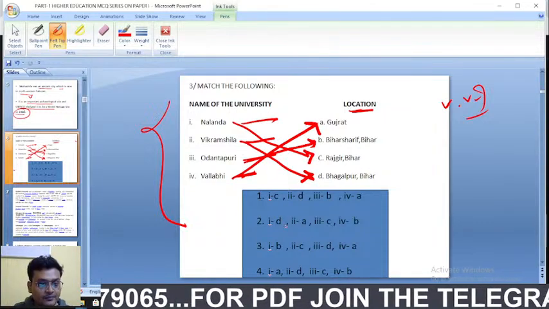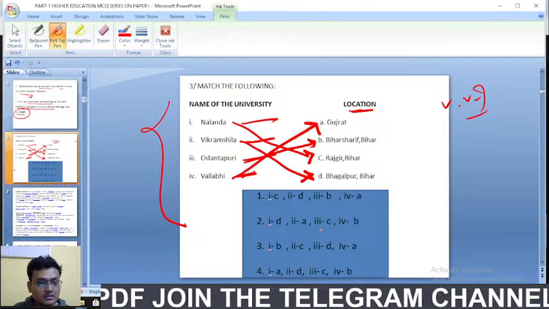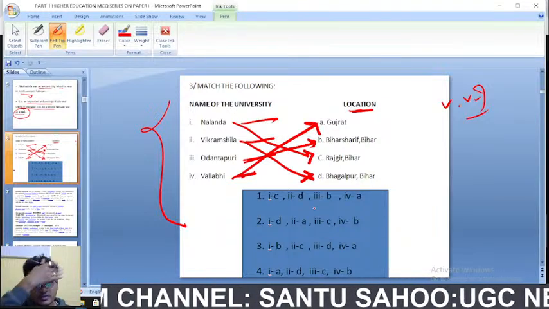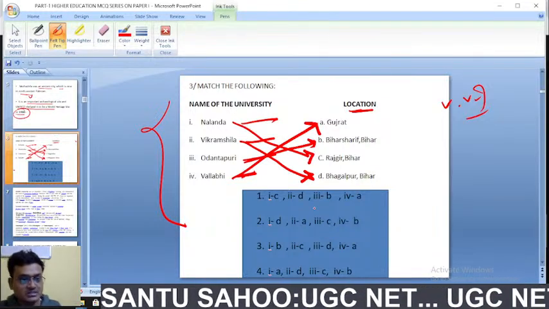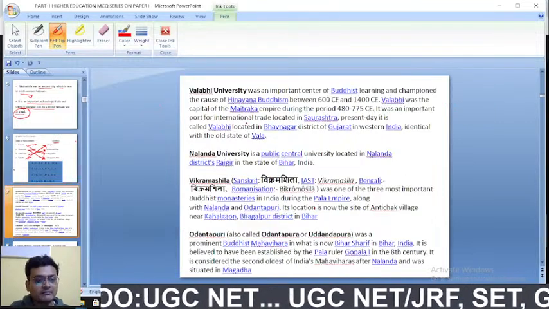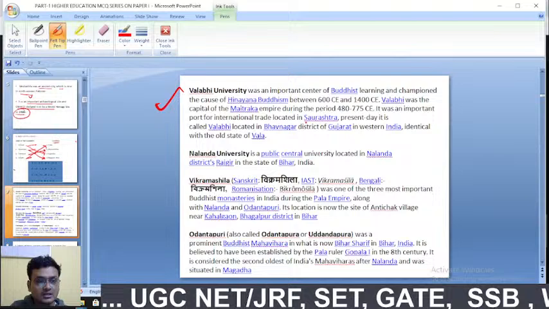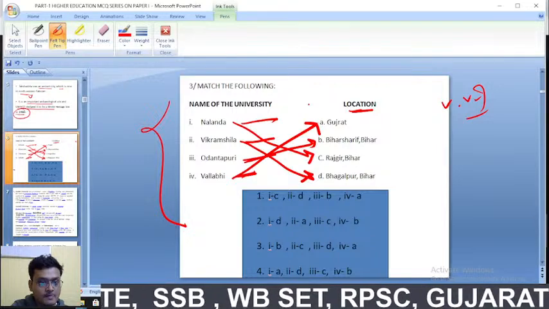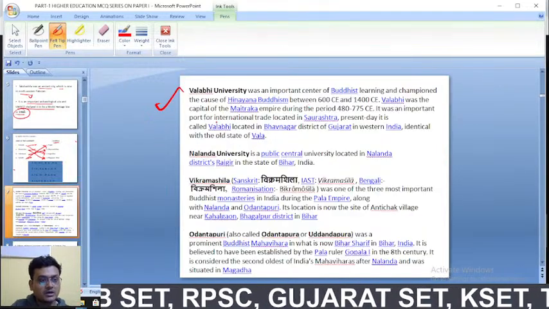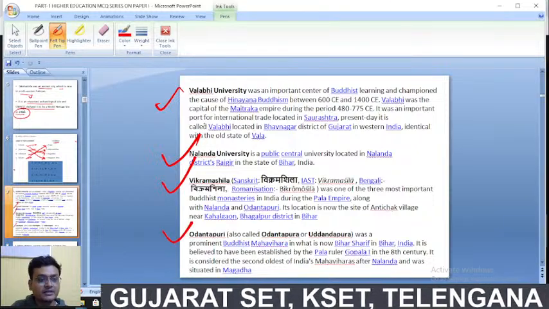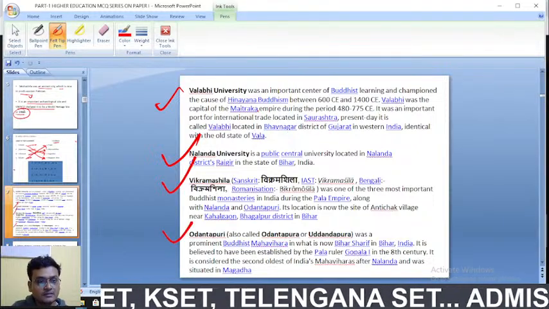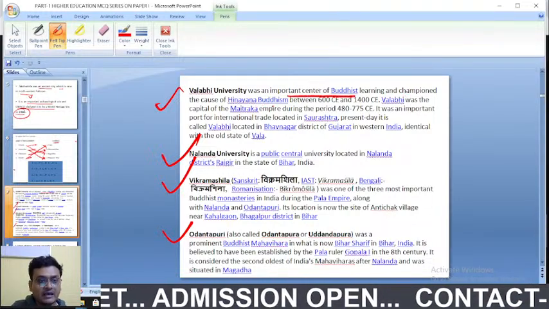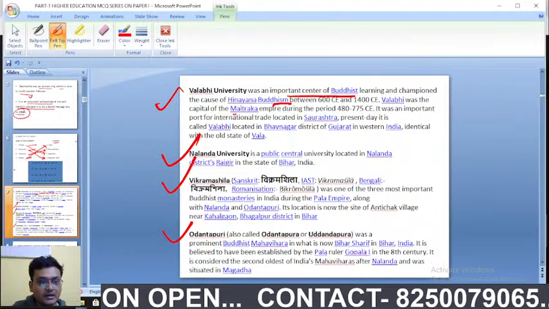So here 1D, then 2A, 3C, 4B. No. So you see that Vallabhi University is in Gujarat, an important center of Buddhist learning and champion of the cause of Hinayana Buddhism. Vallabhi was the capital of the Maitrika Empire.